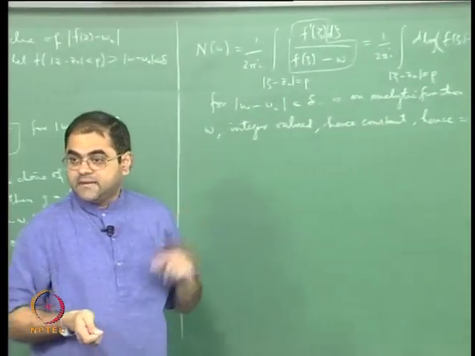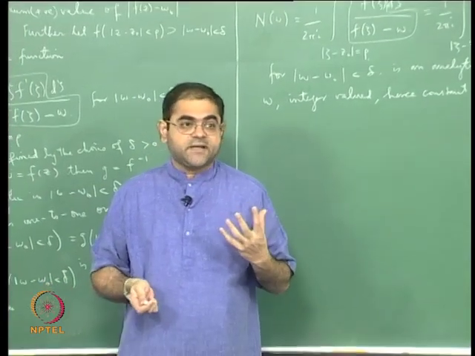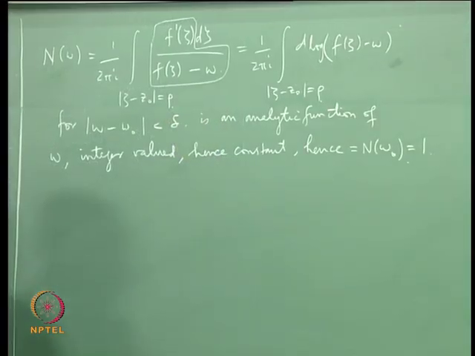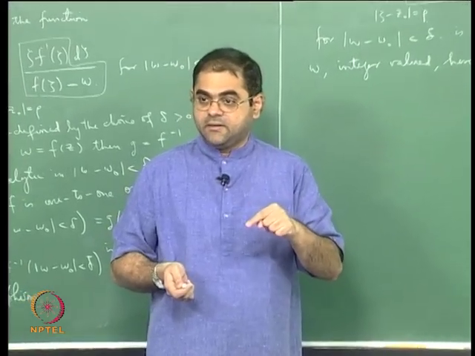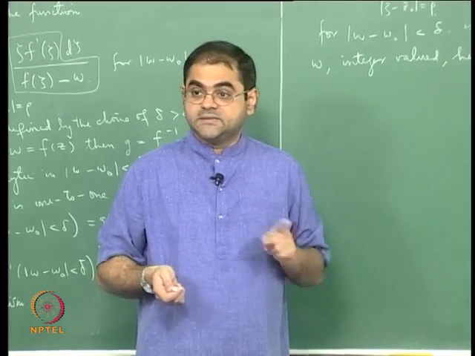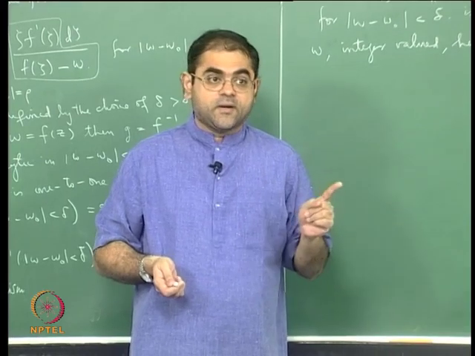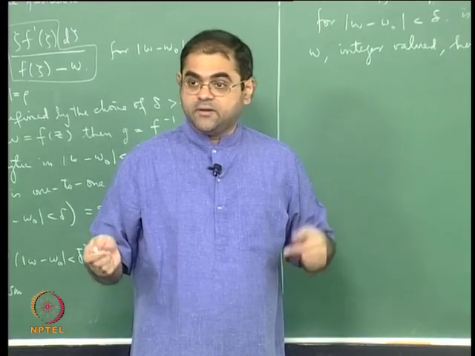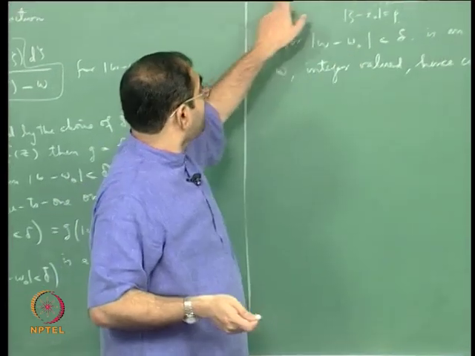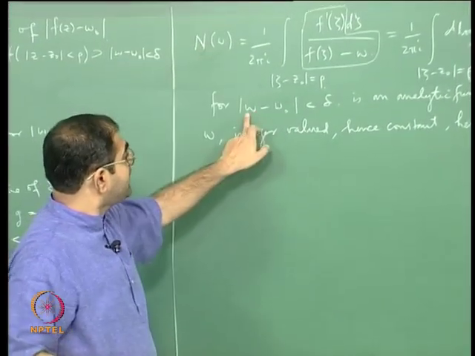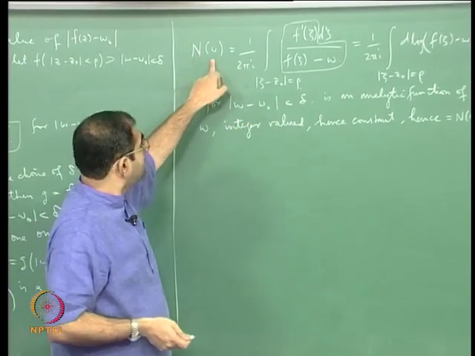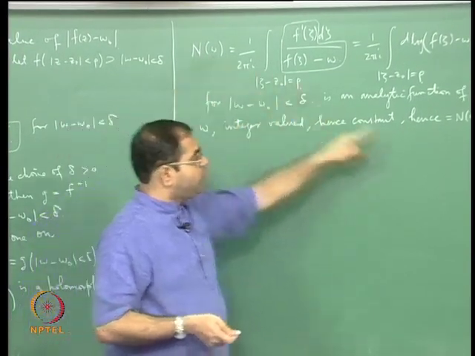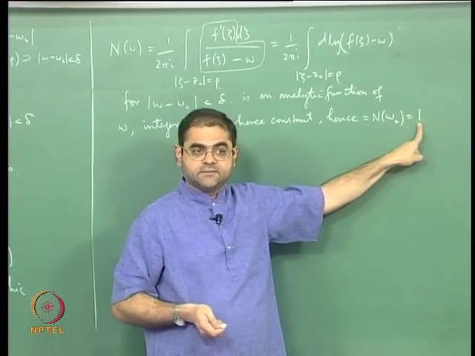Okay. In that disk, the number of times f takes the value w naught is only 1. It takes the value w naught at the center of the disk z naught, and the multiplicity is 1 because the 0 is of order 1 for f of z minus w naught at z equal to z naught. Okay. Therefore, for every w in this disk, you get n of w is equal to 1. You get this fact. Okay.